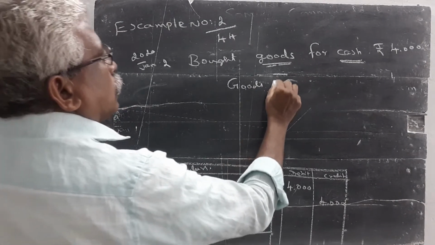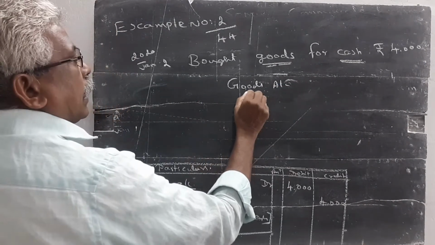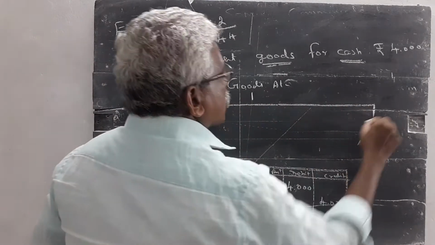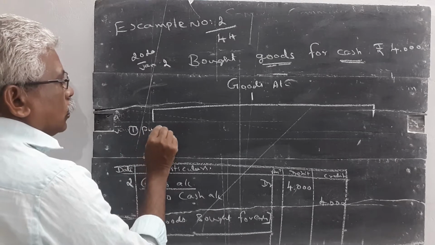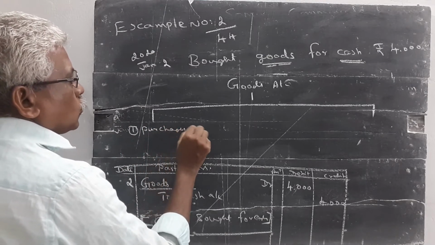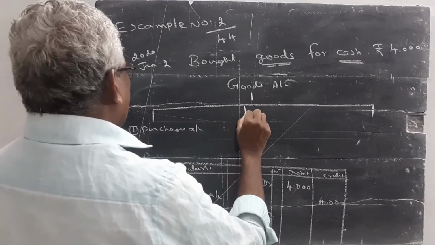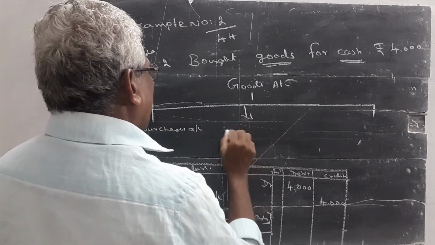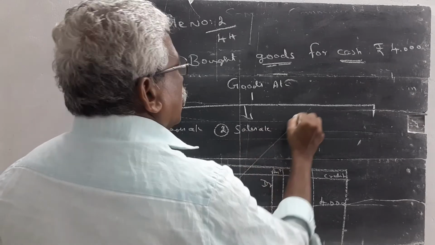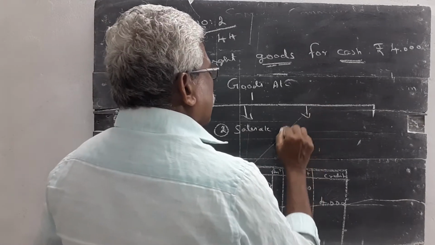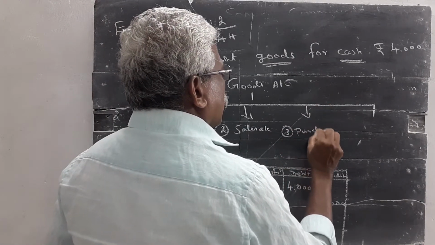Goods accounts are classified into 4 types. Number 1, purchases account. Number 2, sales account. Number 3, purchases return account.